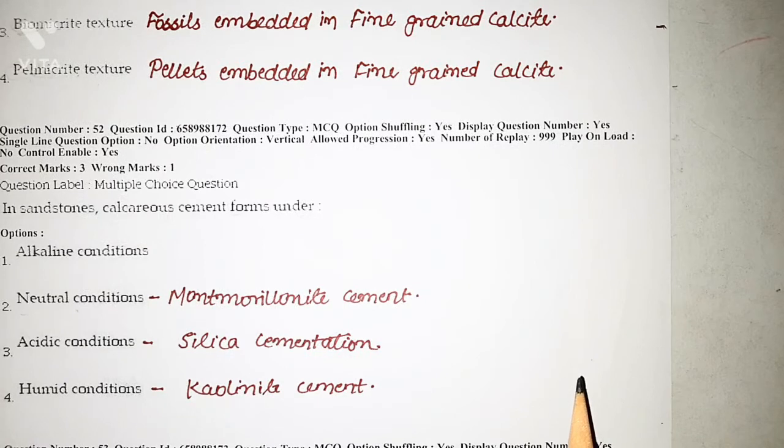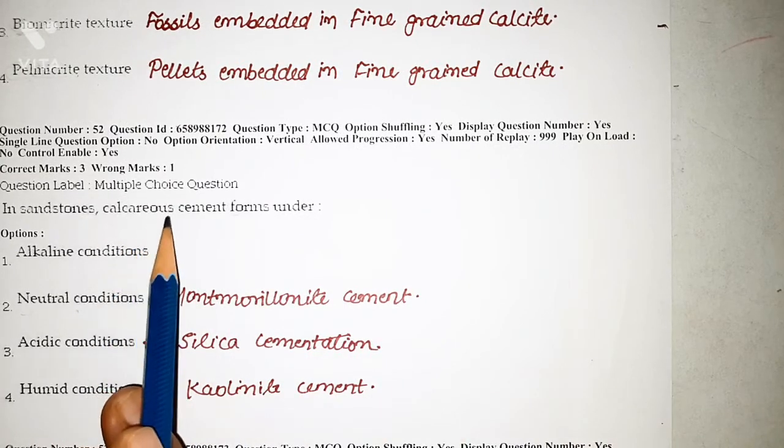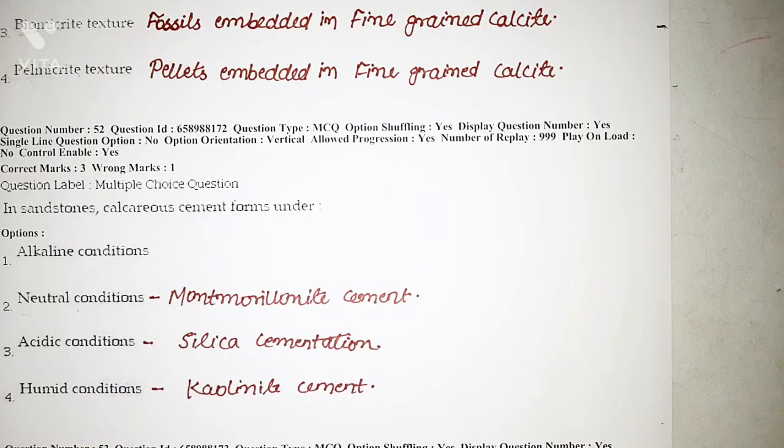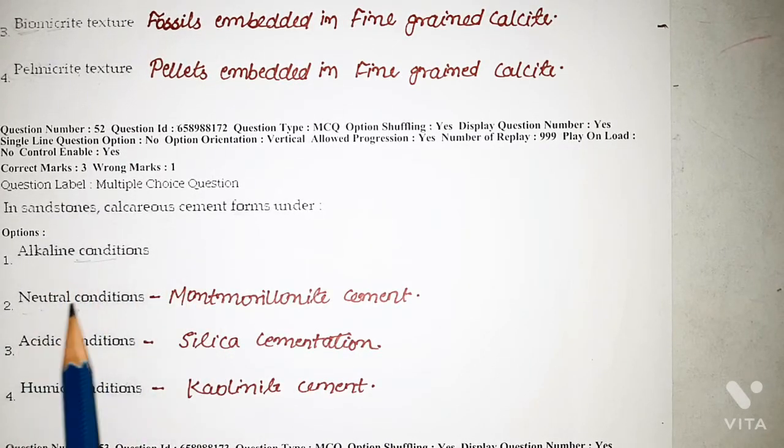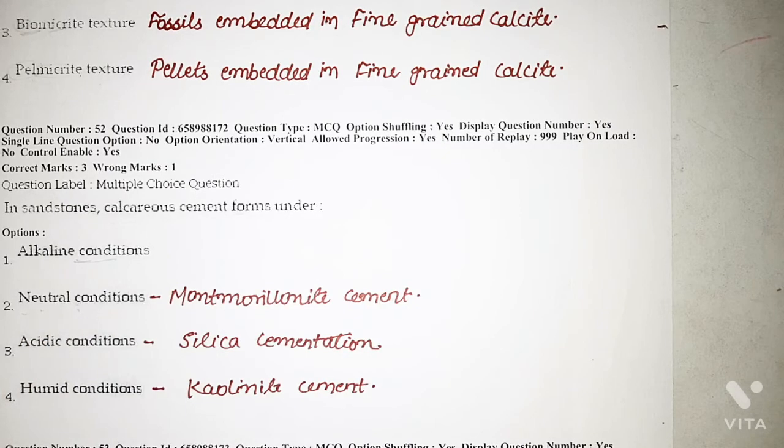Next question says, in sandstones calcareous cement forms under. So see, in sandstone there are different types of cements, like calcareous cement, silica cementation, clay cementation, and iron cementation. Alkaline conditions are responsible for calcareous cementation. Neutral conditions are responsible for montmorillonite cementation, which is also a type of clay cementation, and the condition for montmorillonite cementation is approximately neutral to alkalic.